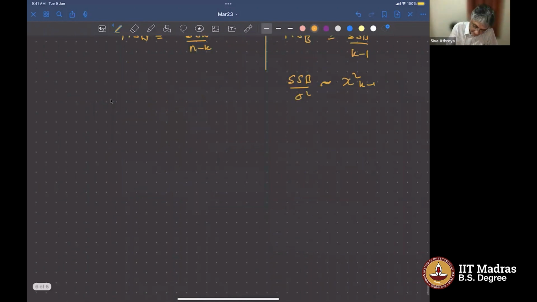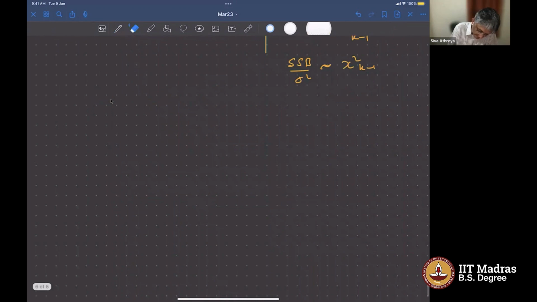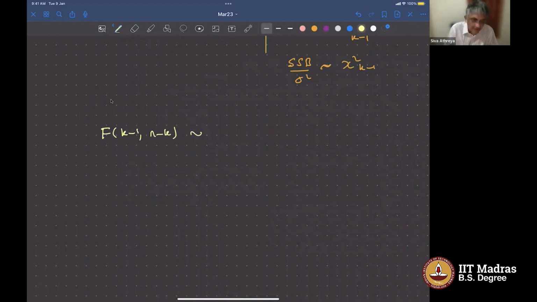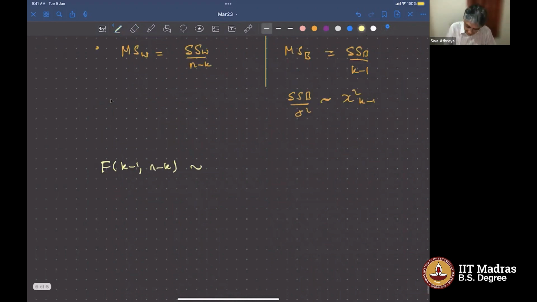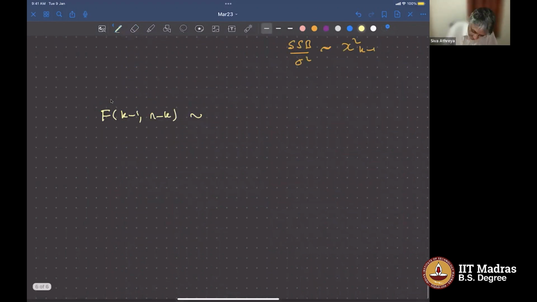So the F statistic is again SSB over k minus 1, and then SSW over n minus k. I'll just write it as MSB by MSW. So take the between and divide by the within, and that's the same F statistic. And this is again the same thing: if the F statistic is large enough, you reject, and it's the same test.